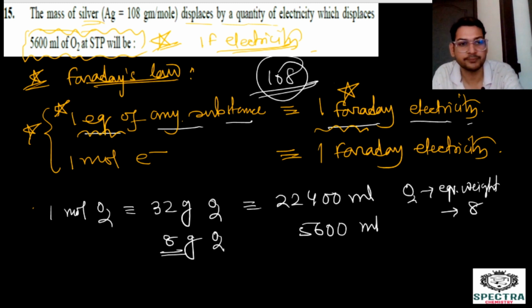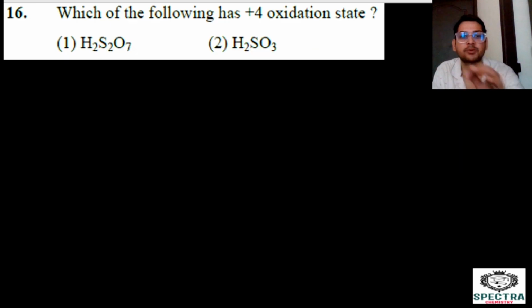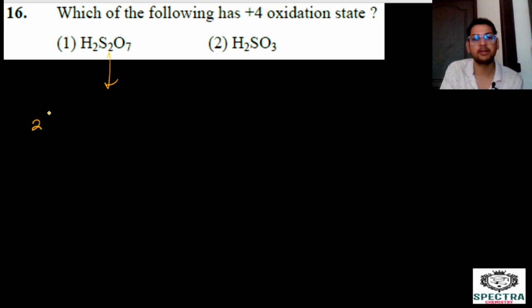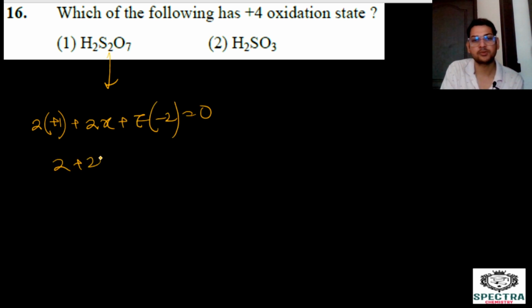Okay, now moving to the next question. This is probably the easiest of the lot. Sulfur we have to do. Hydrogen, 2 hydrogen, each of them is +1. Sulfur is 2x. 7 into -2 equal to 0. So 2 plus 2x minus 14 is equal to 0. So 2x equal to 12, x equal to +6.